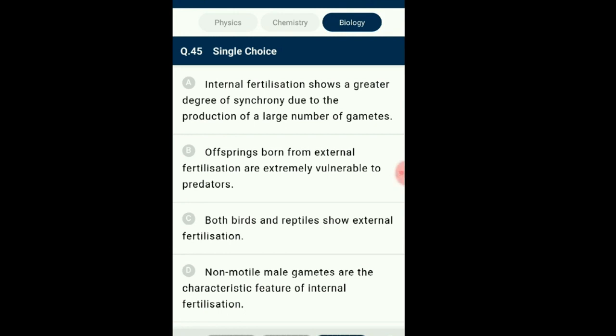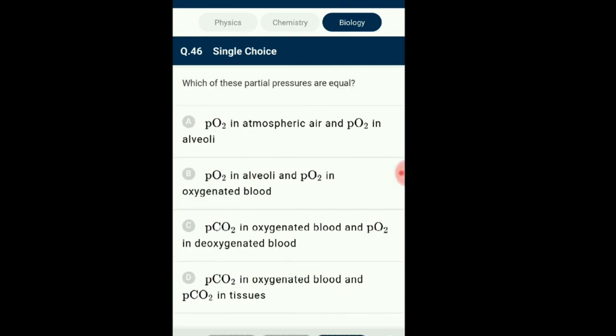So the answer is option B. Offsprings born from external fertilization are extremely vulnerable to predators. Question number 46. Which of these partial pressures are equal? Here 4 partial pressures are given. The tabular column is given in the textbook. So according to the question, option C, PCO2 in oxygenated blood and PO2 in deoxygenated blood, those partial pressures are equal. So that is the answer for this question.